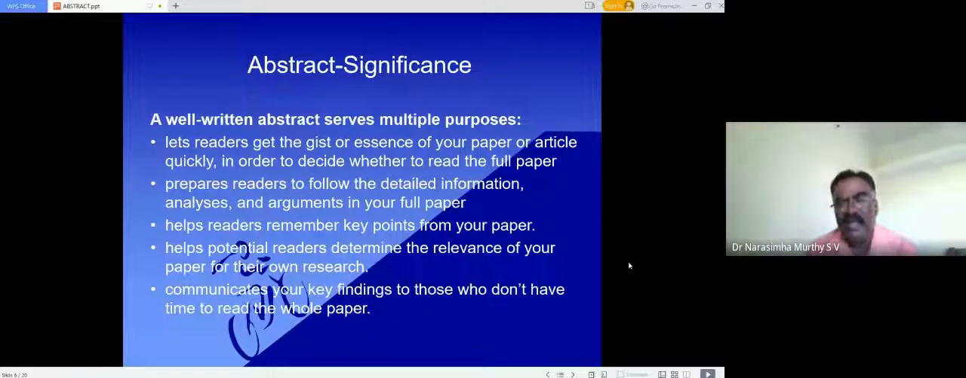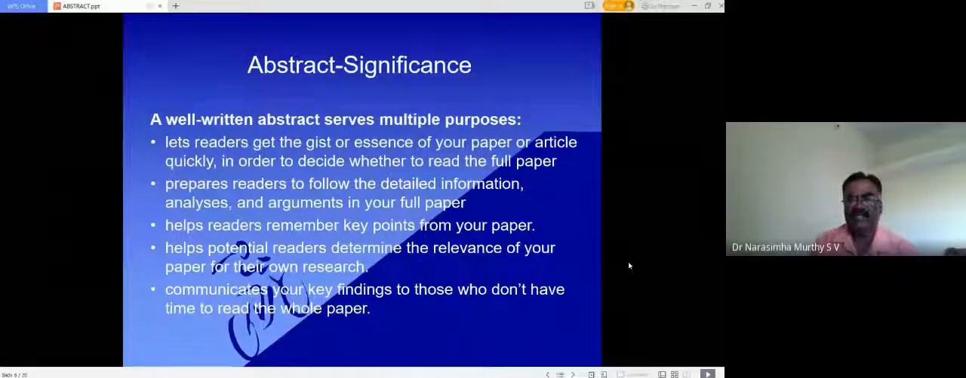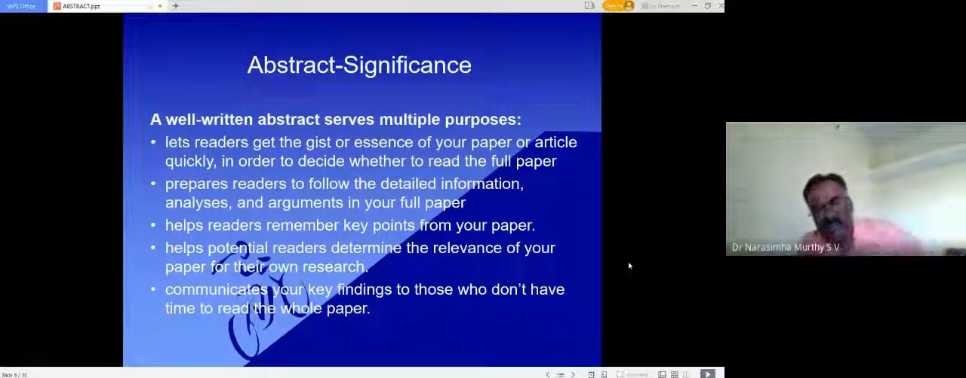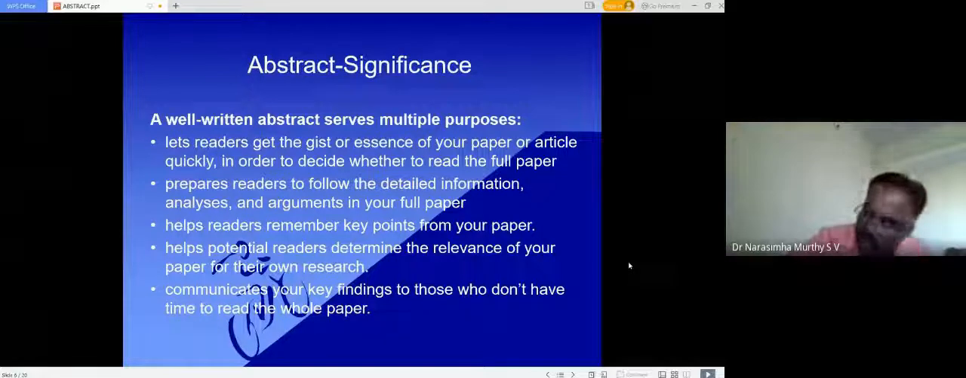And it helps the readers to remember the key points from your paper. As we all know, keywords are essential these days. Many journals give you the word limit, order, all those things. So the key points, you'll be discussing the major findings, the major things that you're going to discuss. And remember, it helps a potential reader to determine the relevance of your paper for their own research. How can they make use of your contribution in their writing?